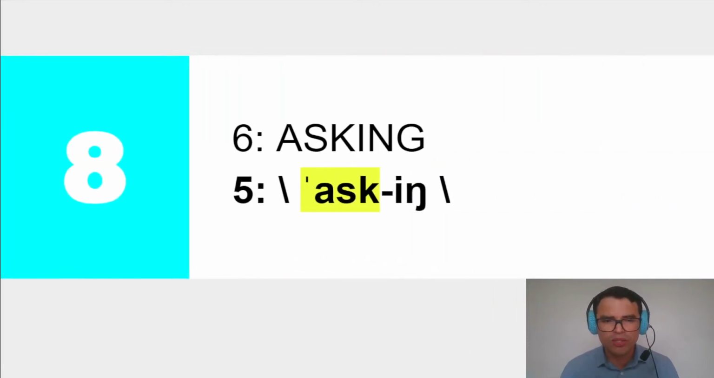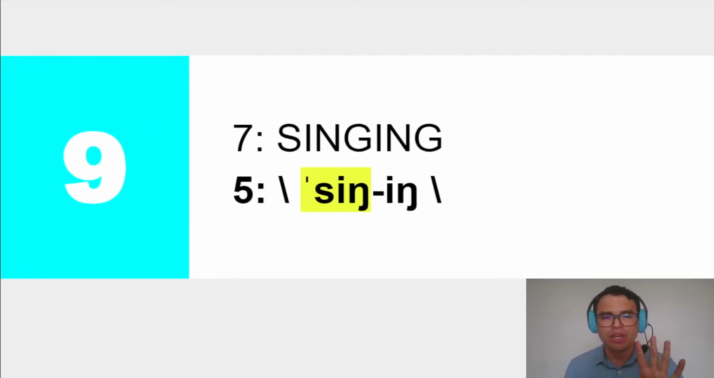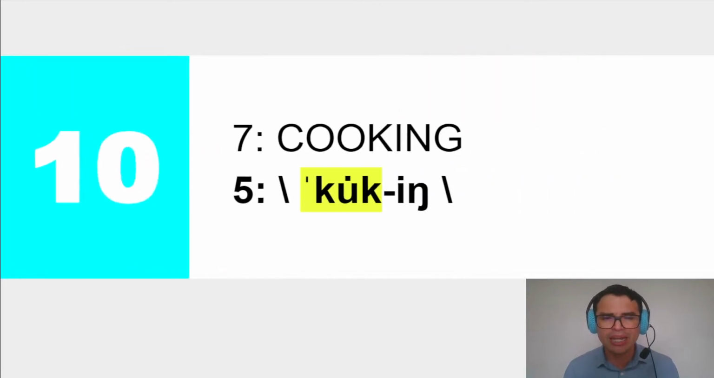6 letters, 5 sounds, 2 syllables. The first syllable is the one that is stressed. Again, you have the A that laughs in the first syllable. So the pronunciation is asking, asking. 7 letters, 5 sounds, 2 syllables. The first syllable is the one that is stressed, and you have the soft I here. Singing, singing.